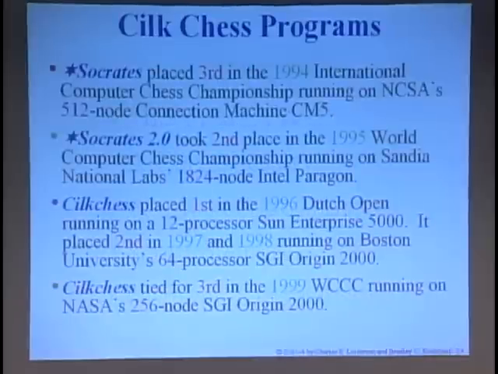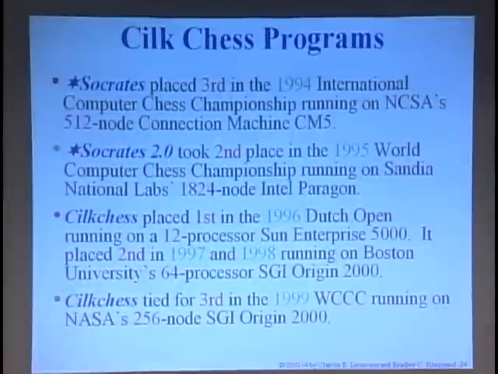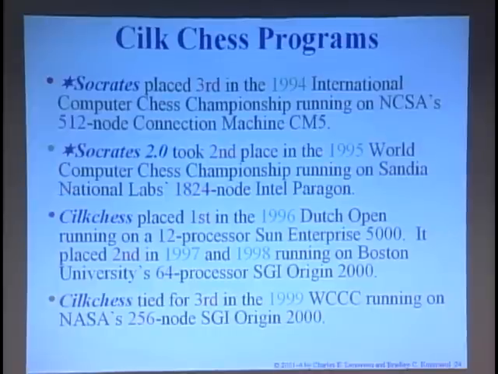So let me talk a little bit about chess. And we had a bunch of chess programs. I wrote one in 1994, which placed third at the International Computer Chess Championship, and that was running on a big connection machine, CM5. And I was one of the architects of that machine, so it was double fun. We wrote another program that placed second in 95, and that was running on an 1800 node Paragon, and that was a big computer back then. We built another program called Cilk Chess, which placed first in 96, running on a relatively smaller machine. And then on a larger SGI origin, we ran some more. And then at the World Computer Chess Championship in 1999, we beat Deep Blue and lost to a PC.